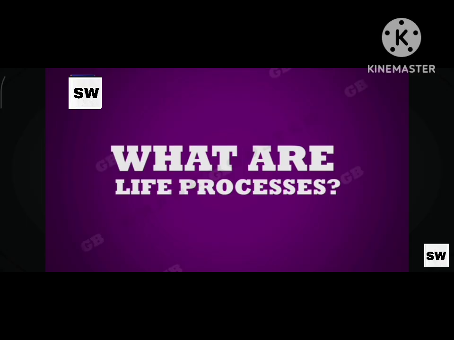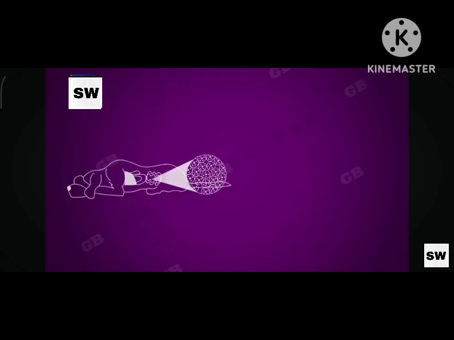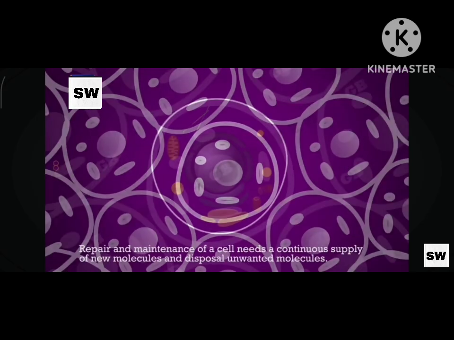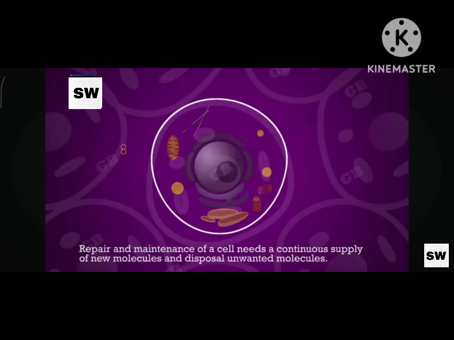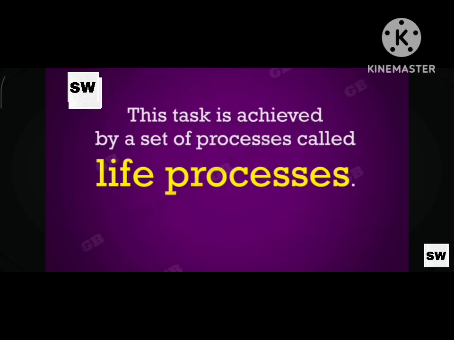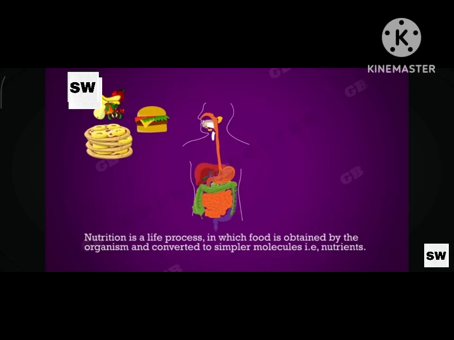Life processes importance. All living things are made up of cells. Cells are made up of molecules. For a cell to be alive, it has to be repaired and maintained all the time. Repair and maintenance of a cell needs a continuous supply of new molecules and disposal of unwanted molecules. This task is achieved by a set of processes called life processes.